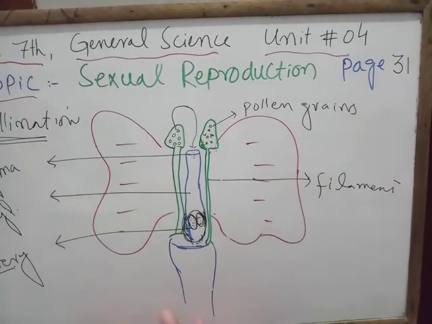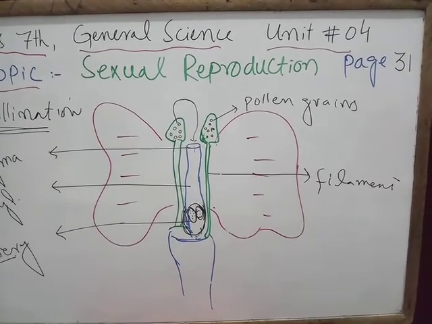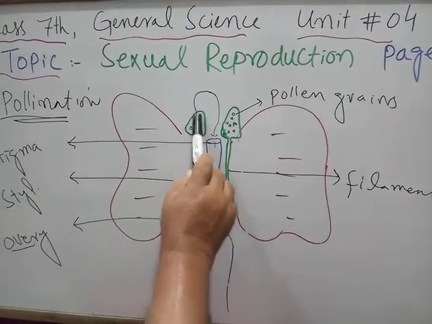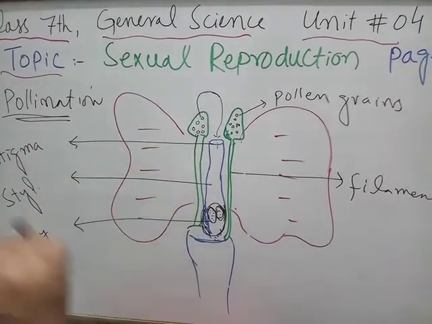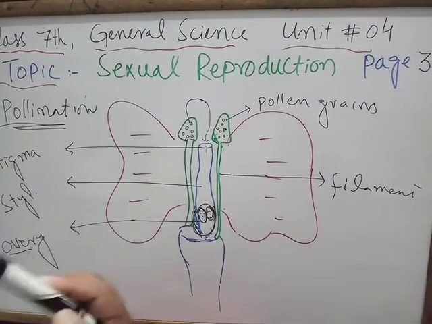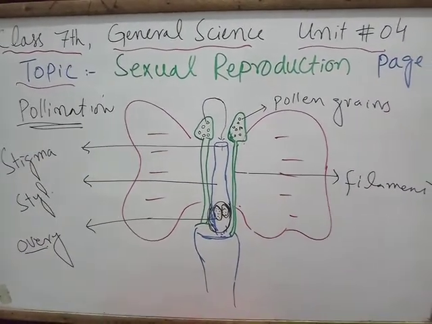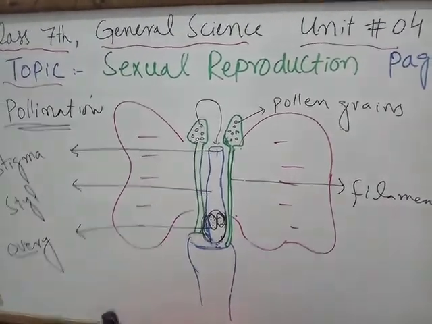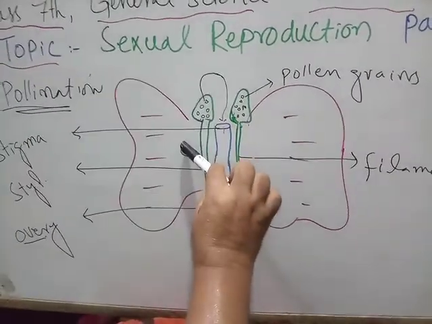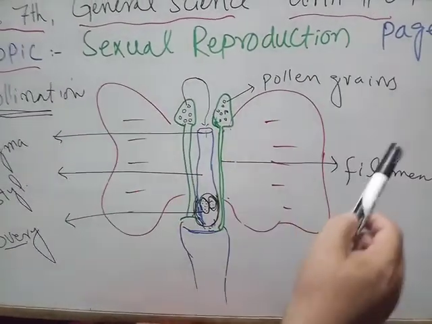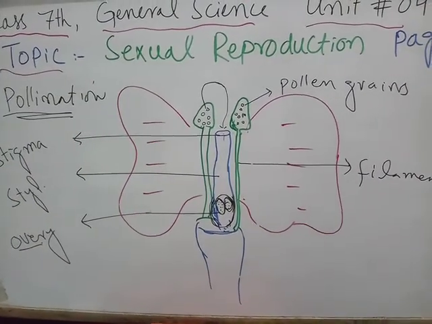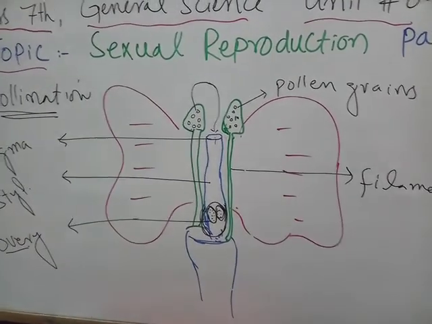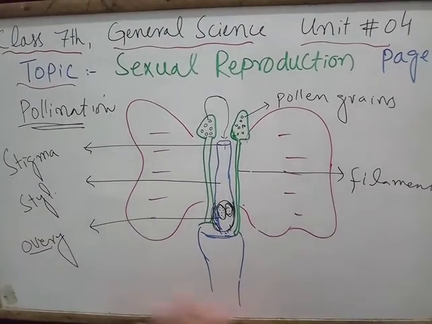One is called self-pollination, the other is called cross-pollination. If the pollen grain transfers from the anther to the stigma of the same flower or of the same plant, this is called self-pollination. And if the pollen grains transfer from the anther of one flower to the stigma of another flower, this is called cross-pollination. So this is pollination, which is self and cross.